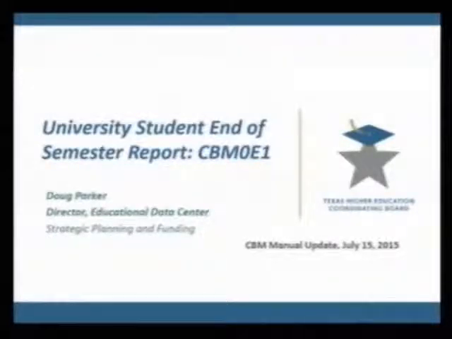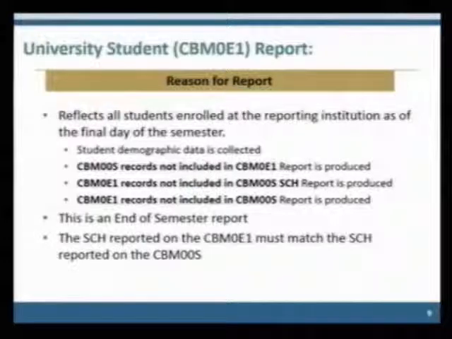University student end of semester report, again, it's going to be like the university CBM01. Again, reflects students at the reporting institution as of the final day of the semester. Demographic information, same. Again, S records not included on the E1. E1 not included in the S, only by SCH since there's no contact hours reported on the university reports. And E's not included in the S. Again, it's an end of semester report. And again, this SCH must match the SCH on the S.